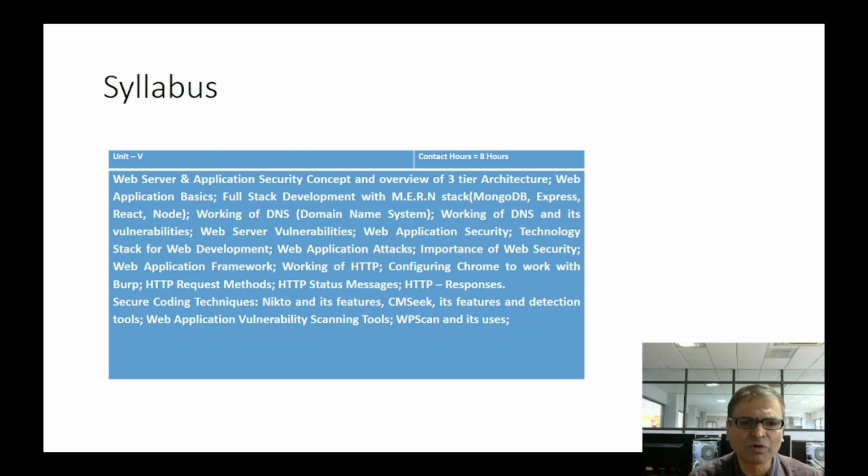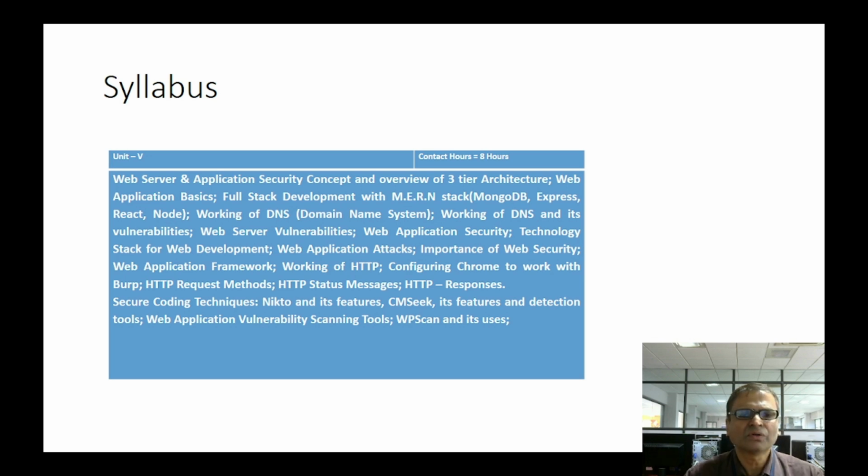Okay, in detail about DNS and what is HTTP, what are the different HTTP request response methods, and then we'll focus on secure coding techniques such as Nitko and CMSeeK. We will also discuss web application vulnerability scanning tools such as WPScan and its uses.